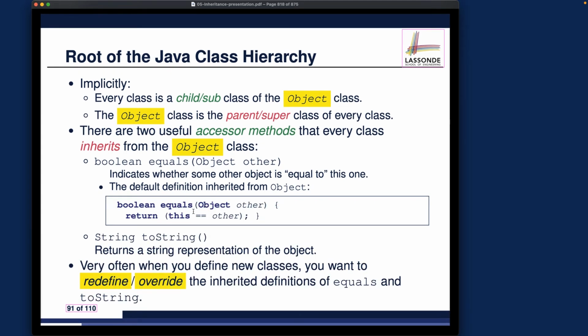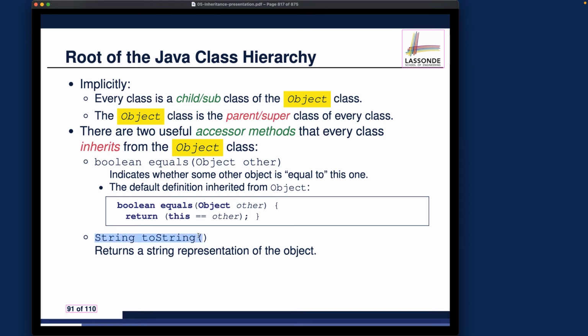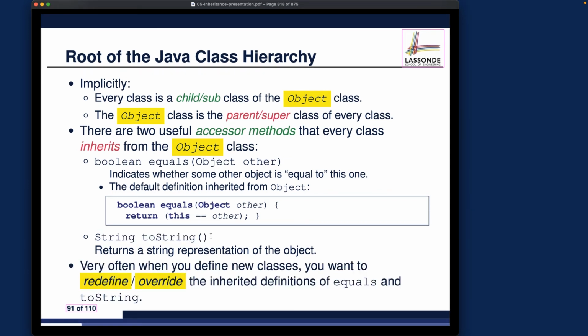And I want to say there's another method in the Object class called the toString method, which we have also been doing in the labs and the tutorial. I'll go to the toString method a little bit later. Very often when you define your new classes, you just want to redefine or override the inherited definition for equals and toString, because the default behavior for equals is simply to compare references between the context object and the other object. And the default behavior for toString, do you remember, is only going to print out the addresses of objects, which may not be very useful. So that's why we want to override them.